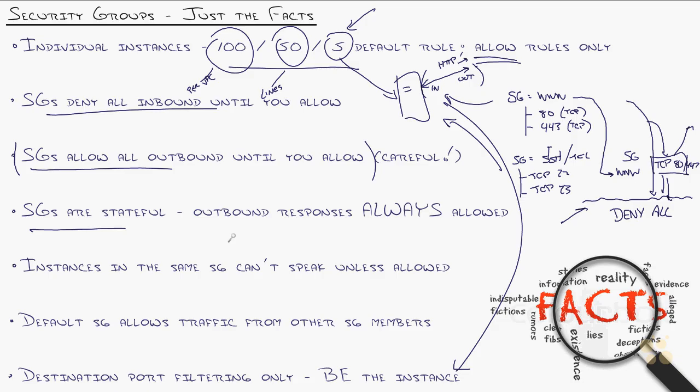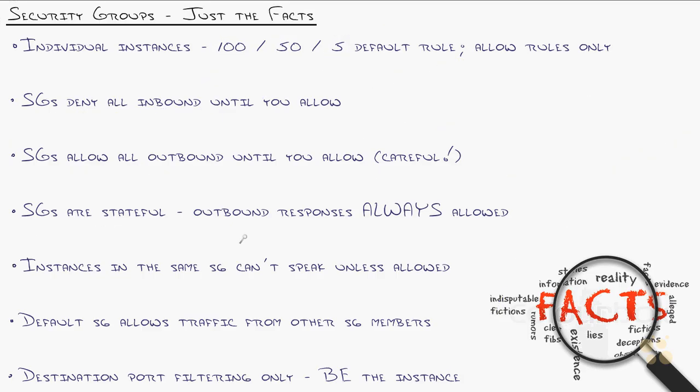Outbound responses are always allowed. Now, what do you mean by that, Jeremy? What I mean is if the server requests something from, let's just say, the internet, it's always going to allow that back in regardless of what the security group says. Remember, the security group is only allow rules.